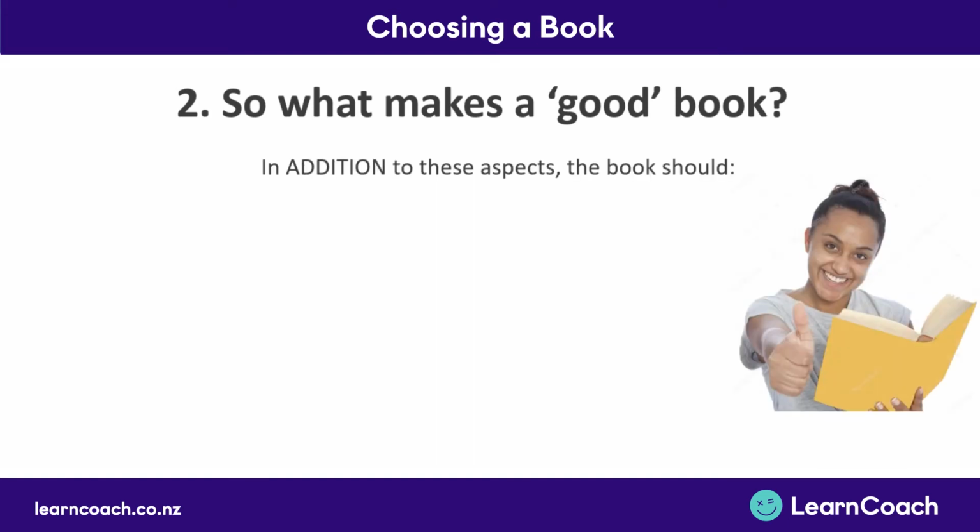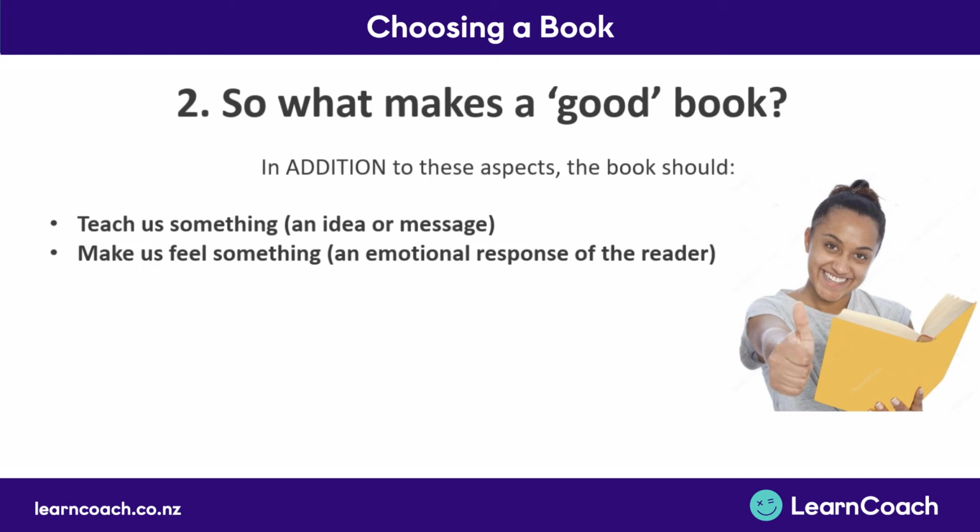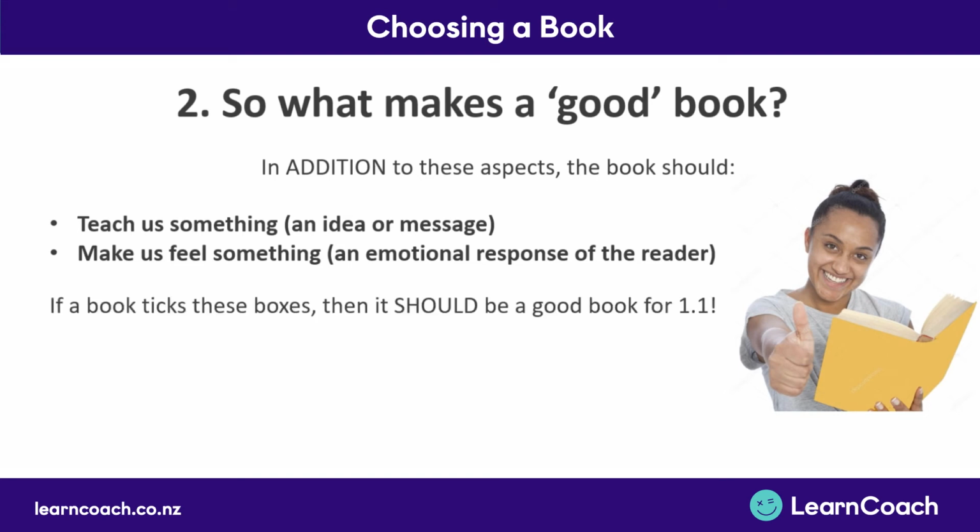In addition to these aspects, the book should teach us something, so have an idea or message about the world or humanity or society, something like that. Or it could make us feel something, so create an emotional response in the reader. That would usually be something like sadness if it's quite a deep or sad book, or joy if it's a really uplifting book. If a book ticks these boxes, then it should be a good book for English 1.1. It should have complex characters, ideas, settings that are quite interesting or detailed or complex, and it should ideally teach us something about the world and make us feel something.